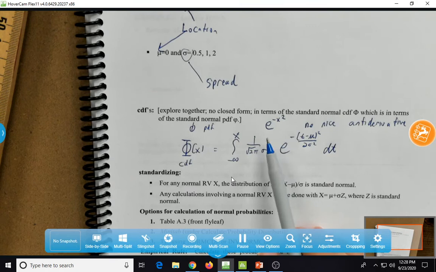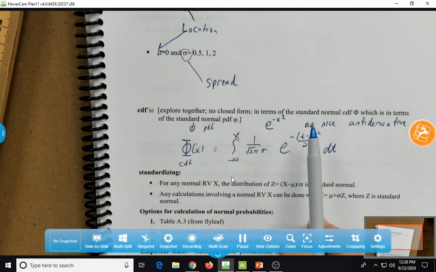There's no nice antiderivative. Does that mean the definite integral doesn't exist? No, we can still find the area. There still theoretically is an area between negative infinity and whatever value we have, or between any two values. There is some value for that. But we just can't compute it straight away. We have to go into some other areas to calculate that.